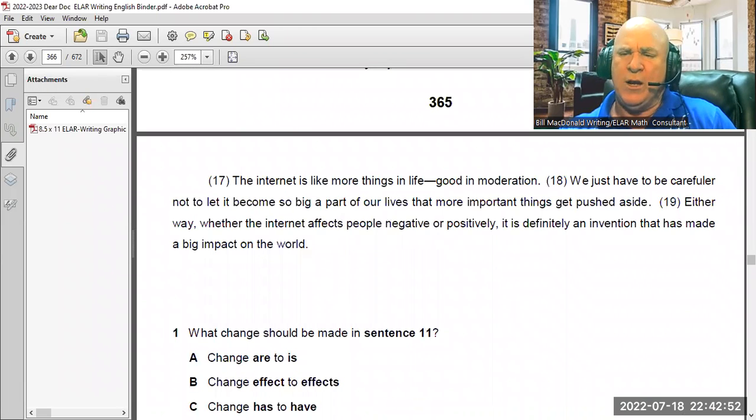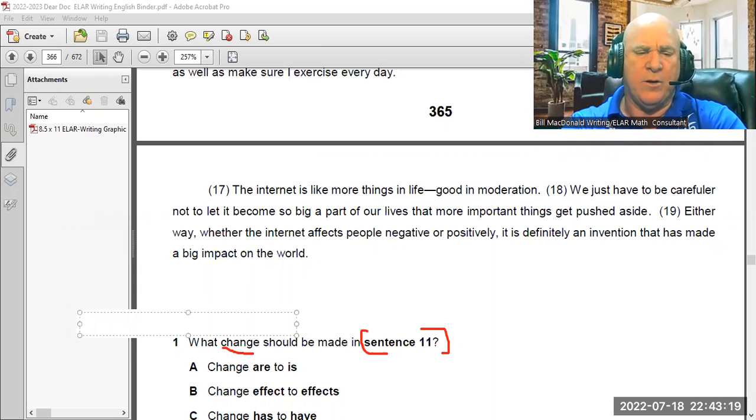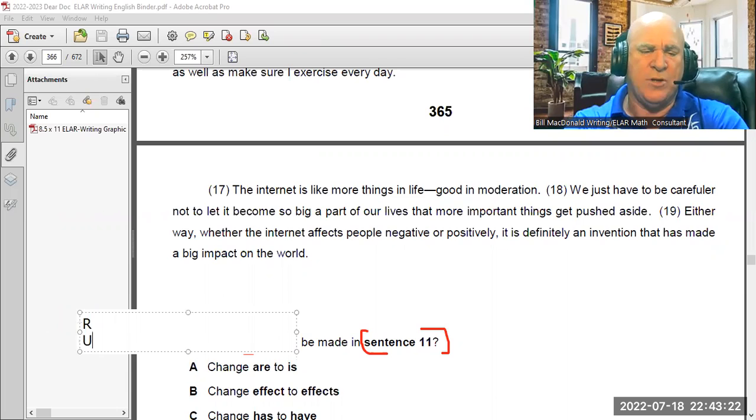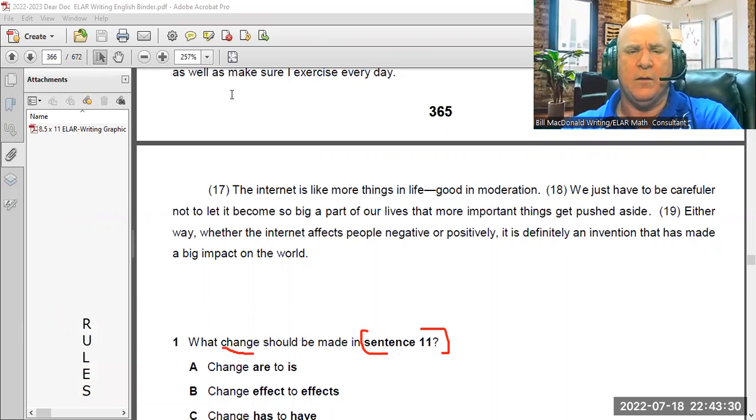Number 1, what change, underline change, should be made in sentence 11? So since we're doing question 1, then what I recommend that you do here is write on the side, and I can put it pretty much anywhere, my acronym for checking, doing my strategies.